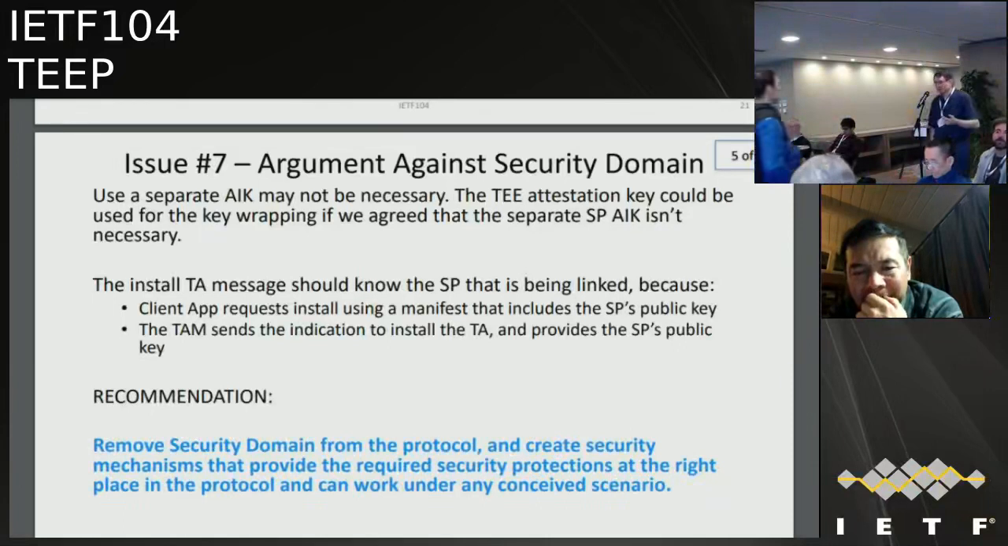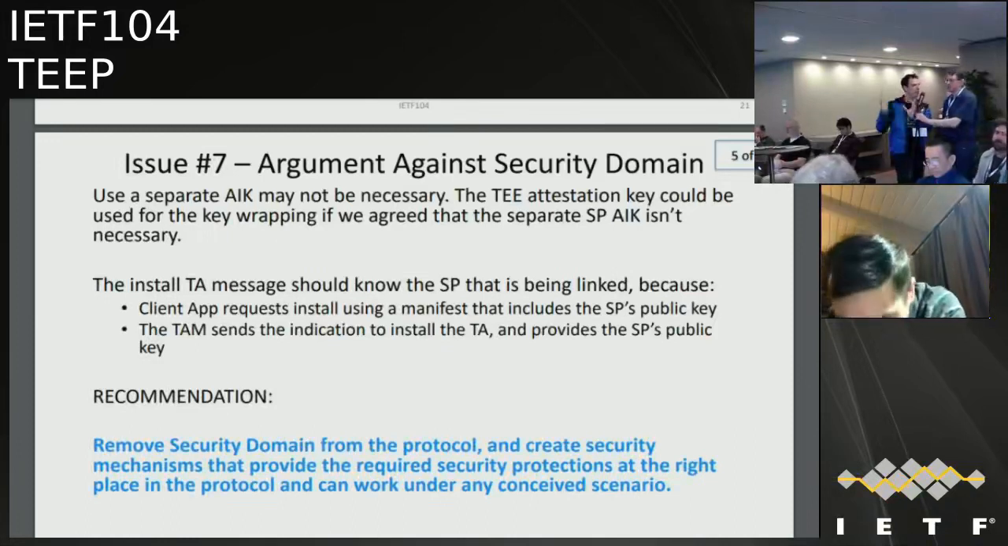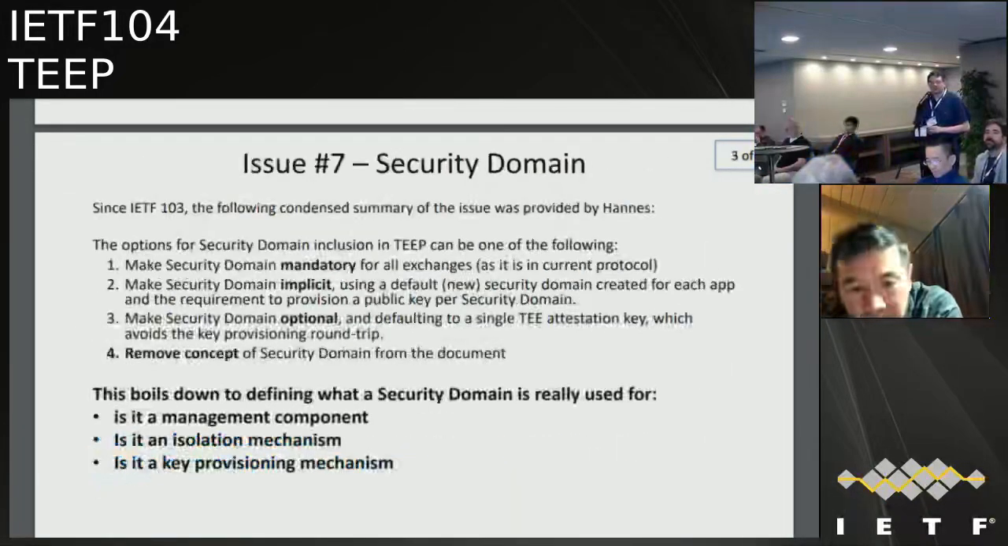That was the clarification I had. In my opinion, if you make the security domain implicit, it basically gets removed from the protocol as a feature. We can still do an optimization. Here are the options on the slide: mandatory, implicit, optional, and remove.